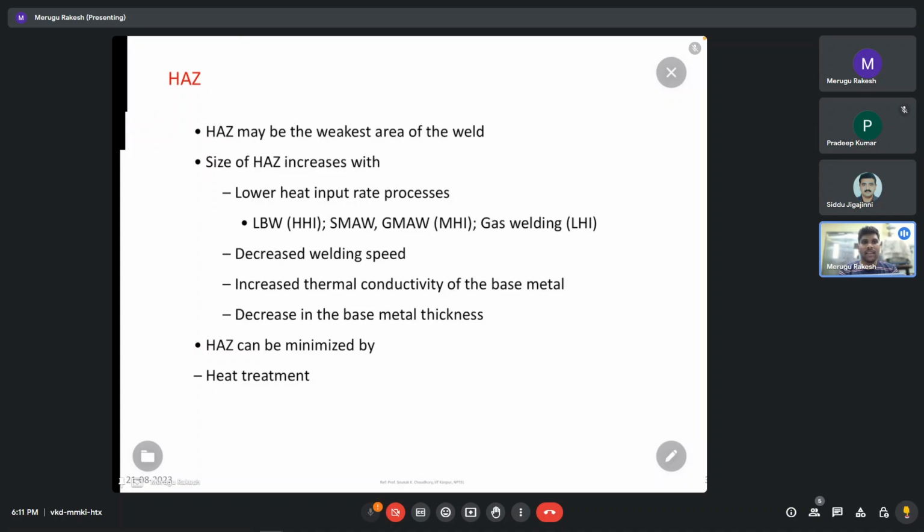The size of the heat affected zone increases with lower heat input processes such as laser beam welding, submerged arc welding, gas metal arc welding, and gas welding, and also with decreasing welding speed, increased thermal conductivity of the base metal, and decreased base metal thickness. The heat effect can be minimized by post processing treatment such as heat treatment.